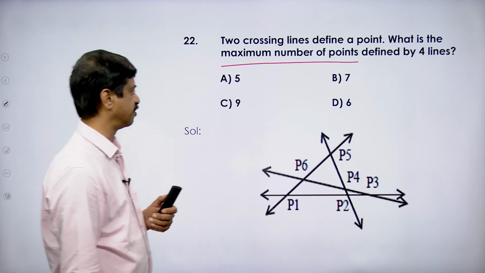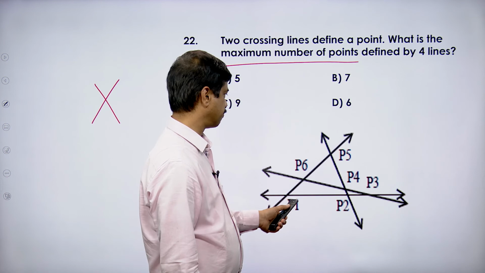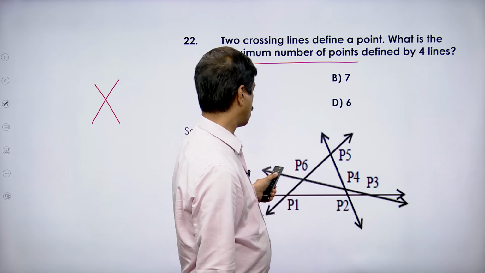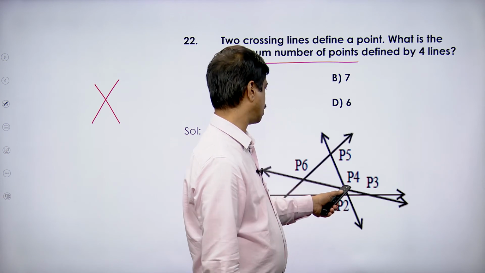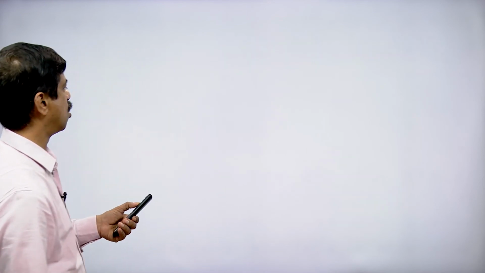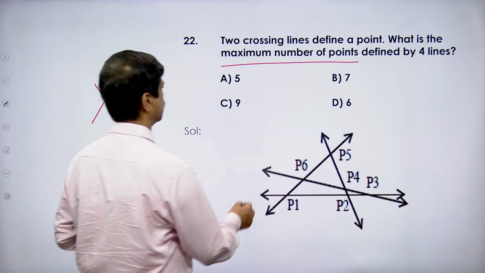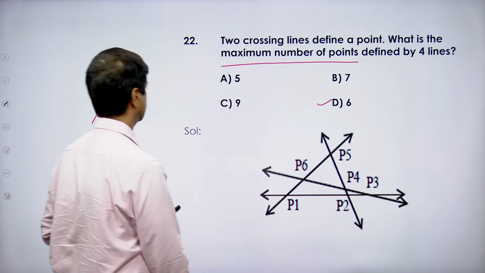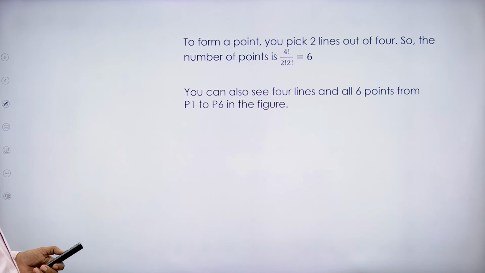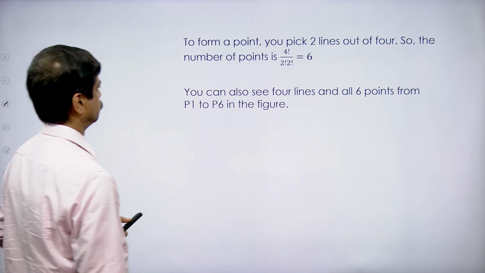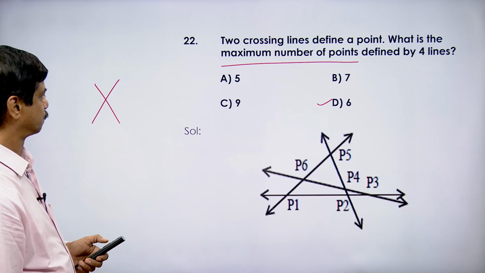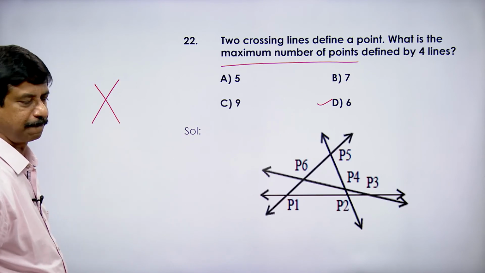Now what are the points of intersections? You can find point 1, point 2, point 3 on this line, and on this line 2 points, point 1, point 2, and these 2 lines 1. So total number of points, how many are you getting? 6 points you are getting. So option D. Please note it fast, quick.